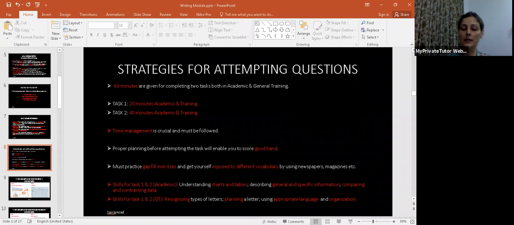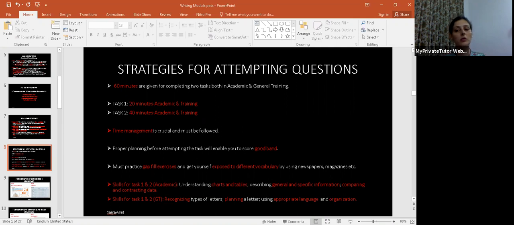All the things which are in front of you, you're going to write down, because in the writing section they assess you from the writing point of view. Then the skills for task from the general training side. This tip is for both questions.